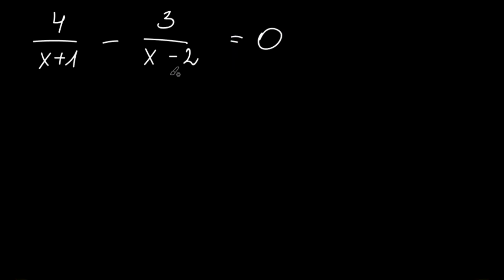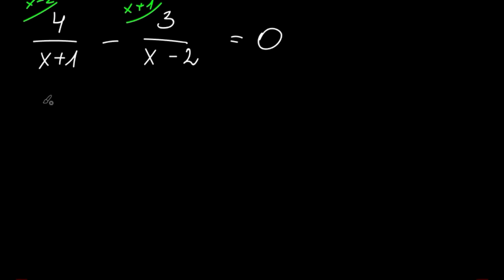Let's say we have 4 divided by x plus 1 minus 3 divided by x minus 2, and it is equal to 0. Now, we need to do exactly the same thing as we did in our previous example. Multiply this by x minus 2, or maybe I'll take another color, let me take green, for example. And I multiply this by x minus 2, the denominator of the other fraction, and this fraction I multiply by x plus 1.